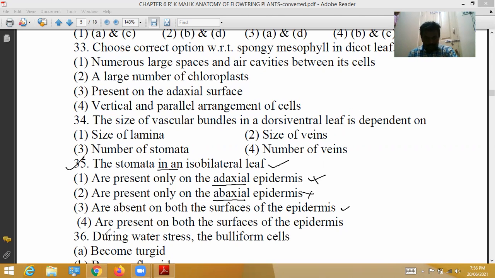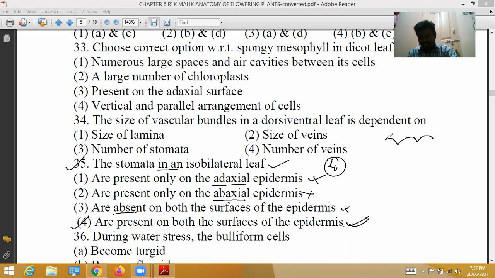The option that says they are absent on both surfaces of the epidermis is wrong, since they are present on both surfaces. The fourth option, present on both the surfaces of the epidermis, is the correct option. For the 35th question, the correct option is fourth.